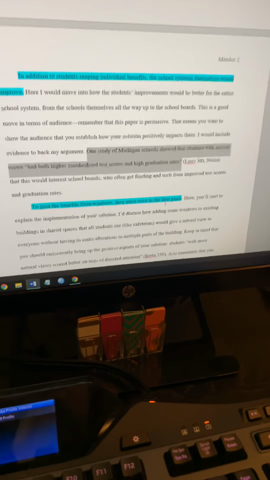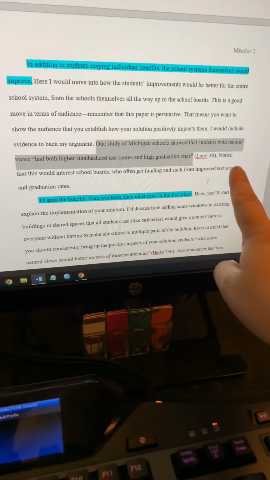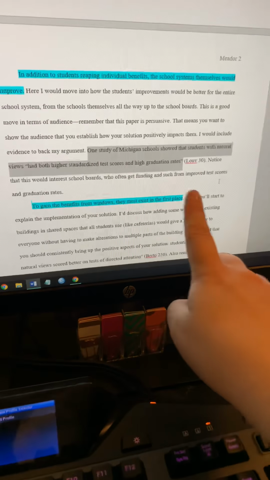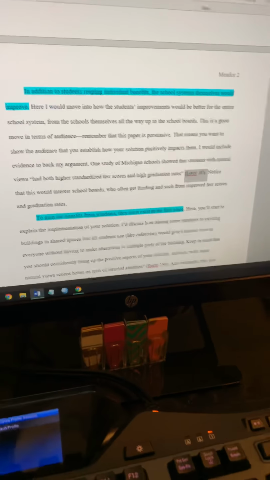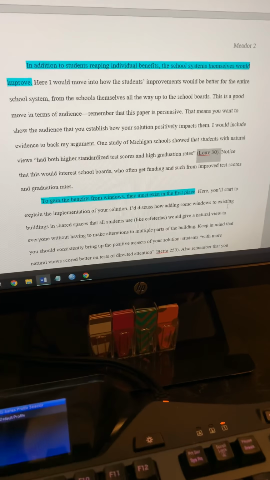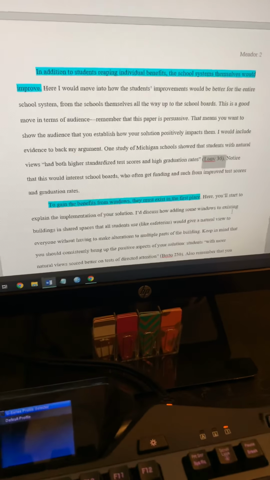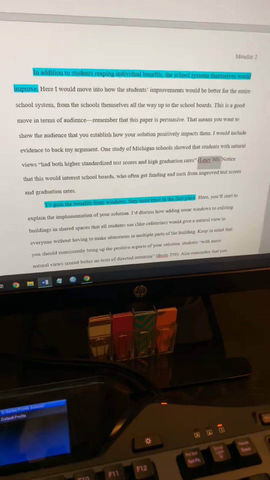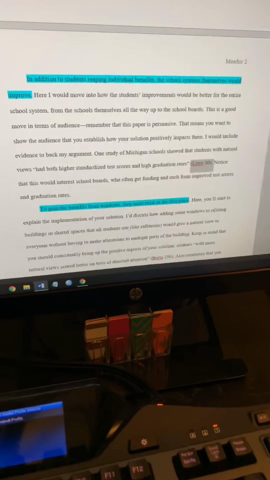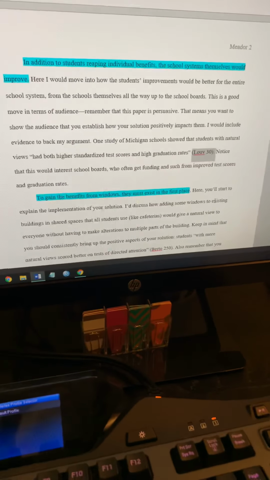Also, just a quick note, notice that I don't end this paragraph with somebody else's words. You should try to avoid, in academic writing in general, ending a paragraph with someone else's thoughts or a direct quote. You always want to circle back around to yourself and put things in your own words.